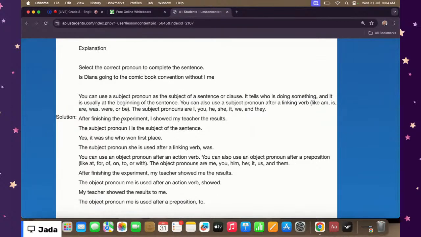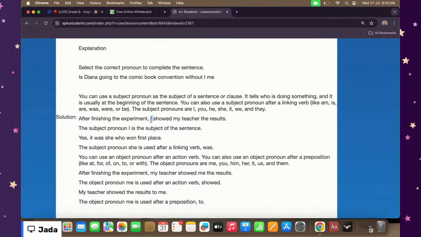After finishing the experiment, I showed my teacher the results. The subject pronoun here is I. It's the subject of the sentence. So it's saying that after the experiment was done, I showed my teacher. If you didn't have the subject pronoun here, you wouldn't know who is showing the teacher the result. It would just be, after the experiment showed my teacher the result. That's incomplete and doesn't make sense because it's missing the subject pronoun. So the subject pronoun is important to let us know who is doing something in the sentence.